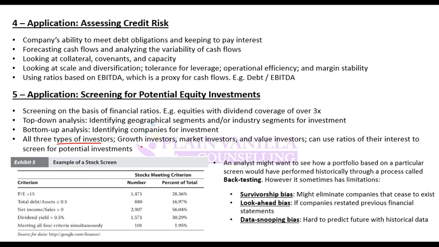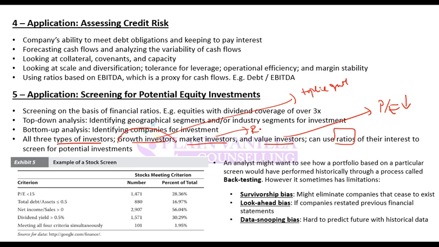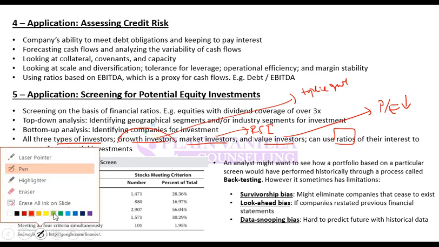And all types of investors, for example, growth investor, market investor, value investor, can use ratios of their interest to screen for potential investment. So for example, a growth investor may look at the top line growth. A value investor may look at the companies with low PE. A market investor may look at the relative strength index. So any investor, based on his or her requirements, can put in a criteria, and based on that criteria can do the screening. And that criteria, if in the form of ratios, is coming from financial statement analysis. So this is again an application.